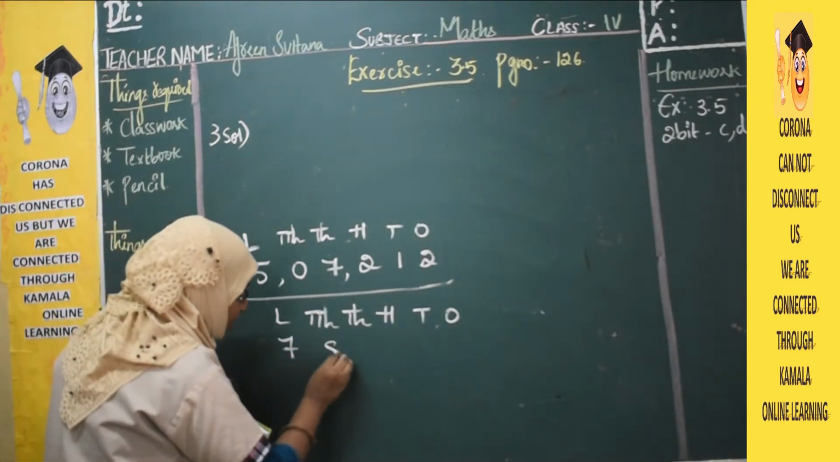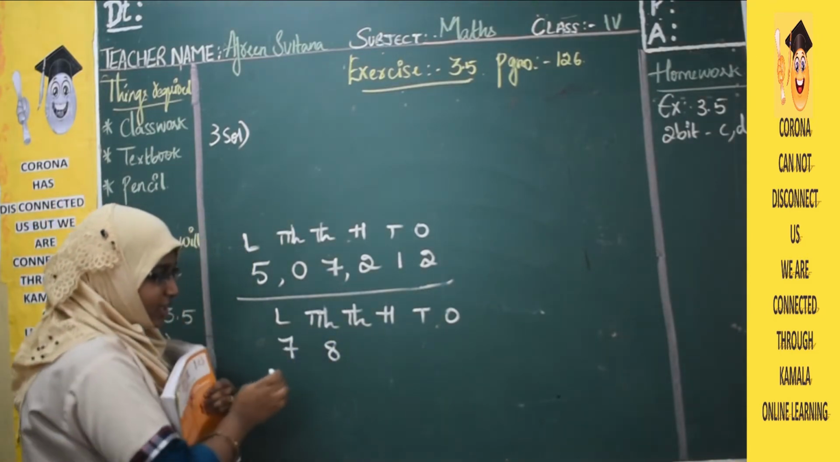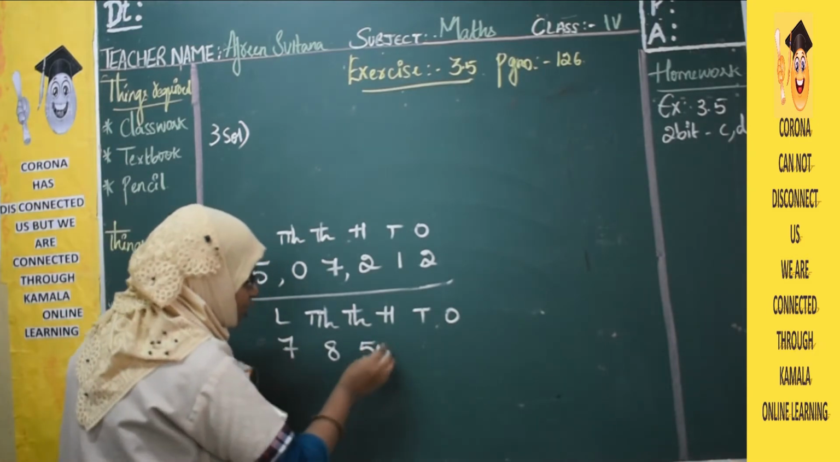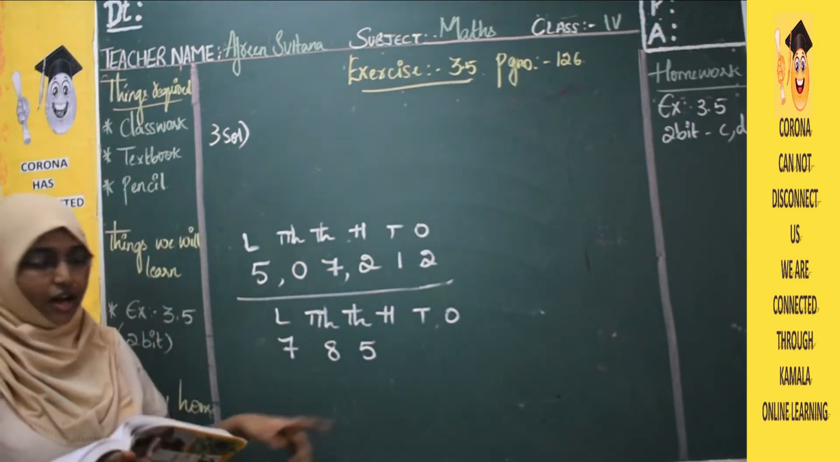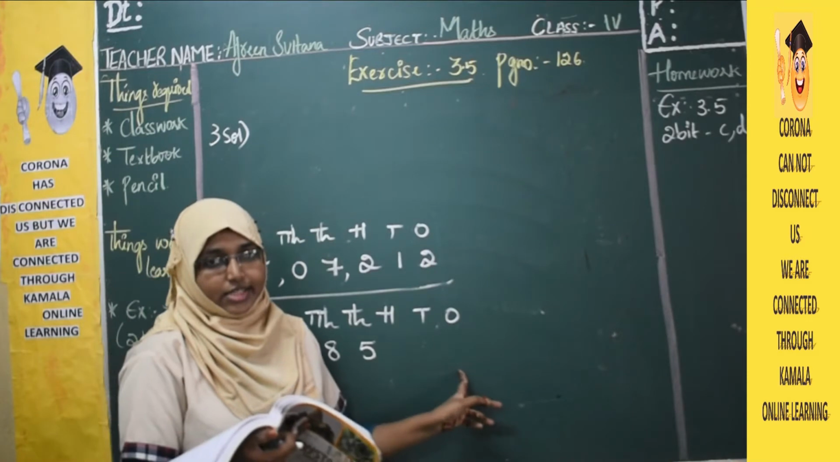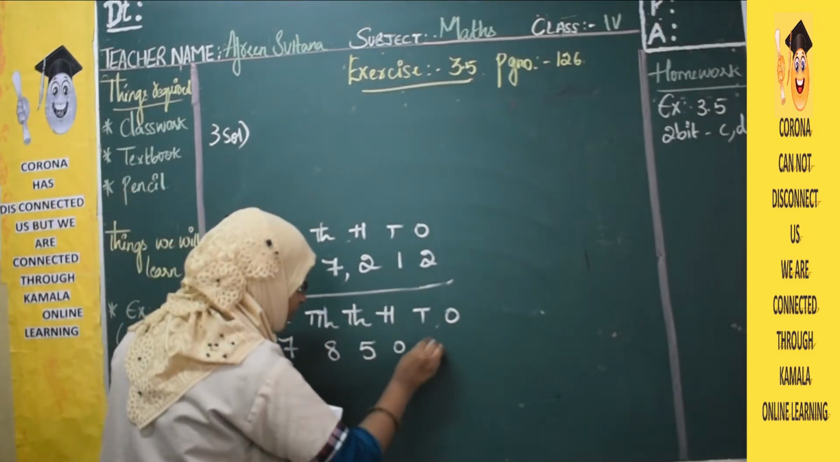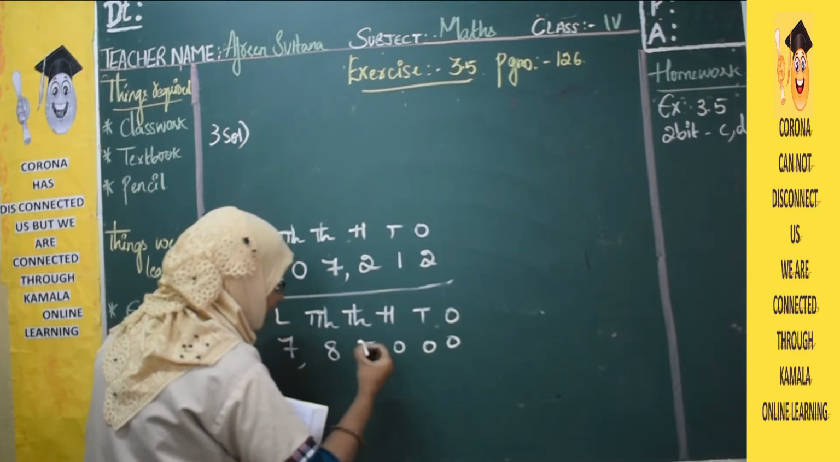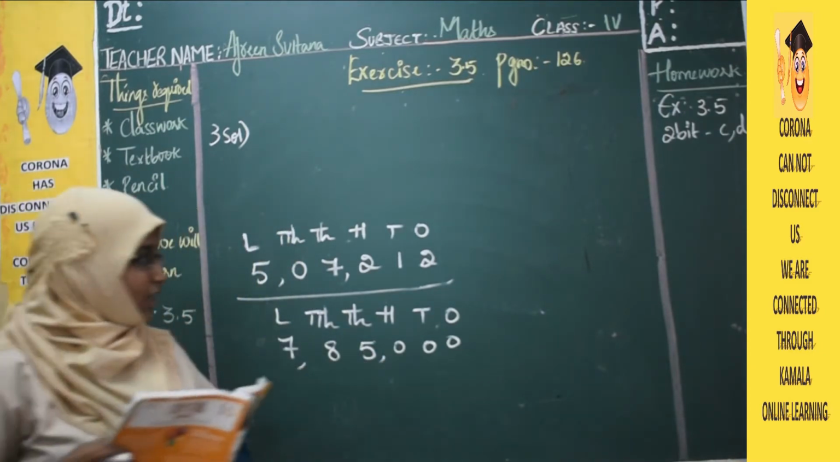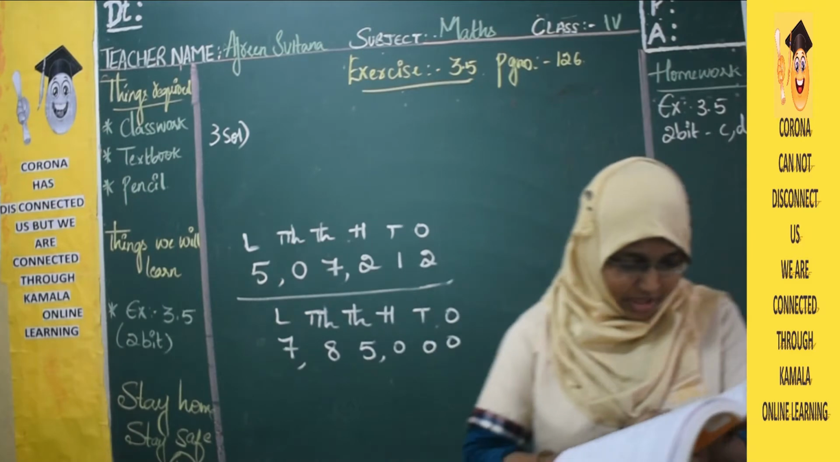85,000. So 85. 8 will go under 10,000 place and 85,000. See, they have not given any value for 100, no value for tens and not for 1. So we'll consider as 0. Okay. So now this is 7,85,000. Now if you read the question, it is very easy, very simple.